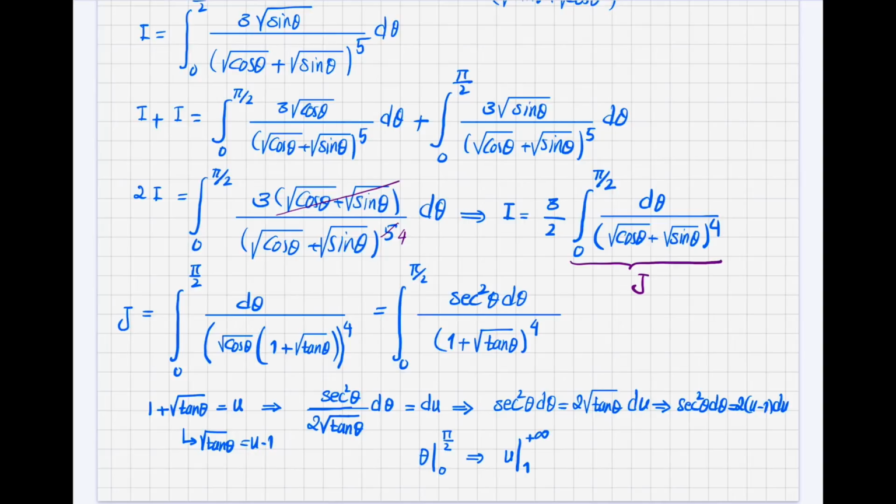So let me just write it, and then I will take this one with me to the next page. So the integral J is the integral from 1 to positive infinity. And then in the numerator, I can write 2 times (u minus 1) du, and in the denominator, I will have u to the 4. Okay? So let me just take this with me to the next page, so that I have enough space.